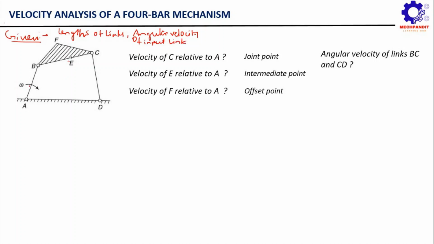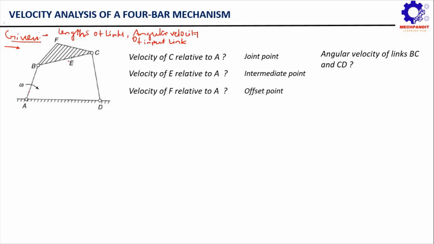As you can see here, the angular velocity of the input link is provided as omega, and this input link AB is rotating in a clockwise direction. Now this is the first part of the problem. That means here we can see the data which is available with us. We can see the configuration diagram, that is the length of the links. That means the length of link AB, BC, CD, AD, and also the dimensions of BF and CF are provided to us.